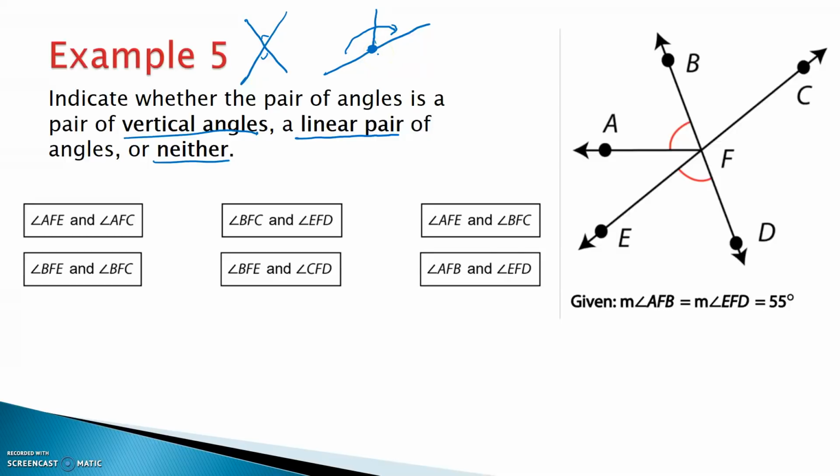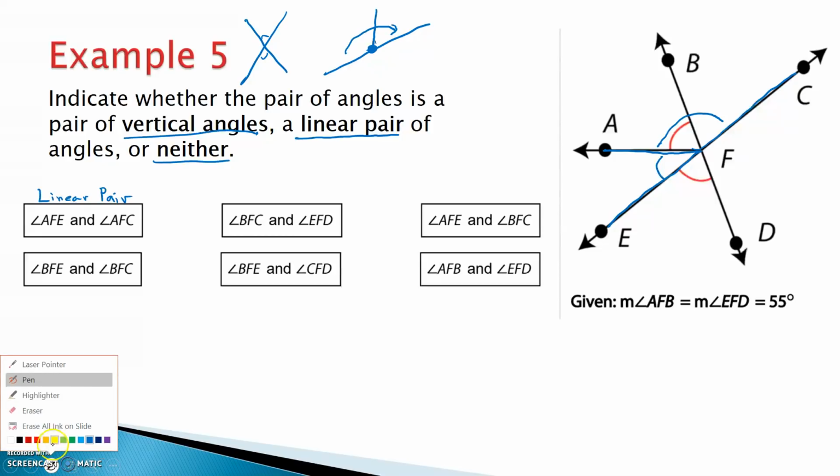All right, so I might have to do a bunch of erasing here. So AFE, so A to F to E, so that angle right there, and AFC. So from A to F to C. What do I know about this angle? And I know it's kind of a big jump, but all of that, well, that looks like this guy right here. Okay, that's going to be a linear pair. So the first one is linear pair. All right. I got to go through and I got to erase this.